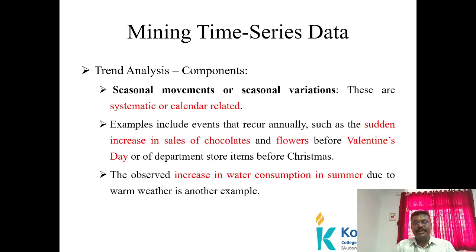The next one in mining time series data is trend and its components: seasonal movements or seasonal variations. These are systematic, calendar-related events that recur annually, such as a sudden increase in the sales of chocolates and flowers, or in the 100 days at department stores before Christmas. In trend analysis, you also analyze the trend of a particular product based on situations. Take, for example, Deepavali time or any festival time, when the gold rate will increase, as analyzed based on trend analysis.